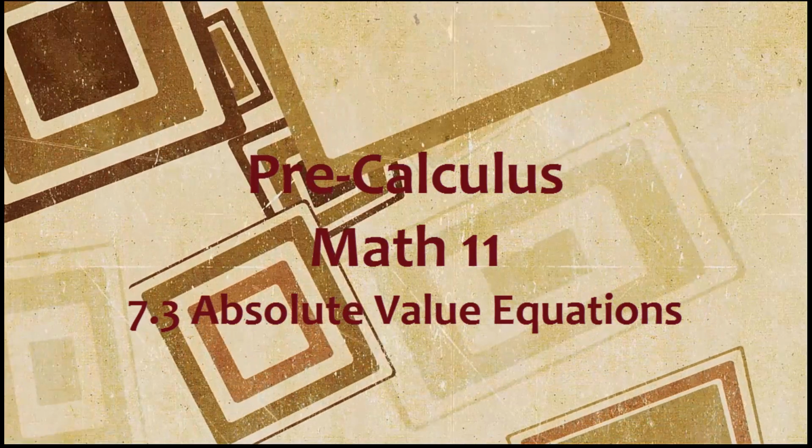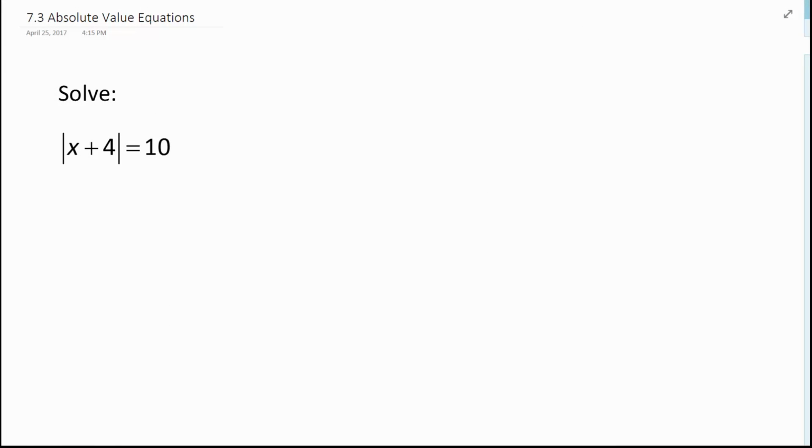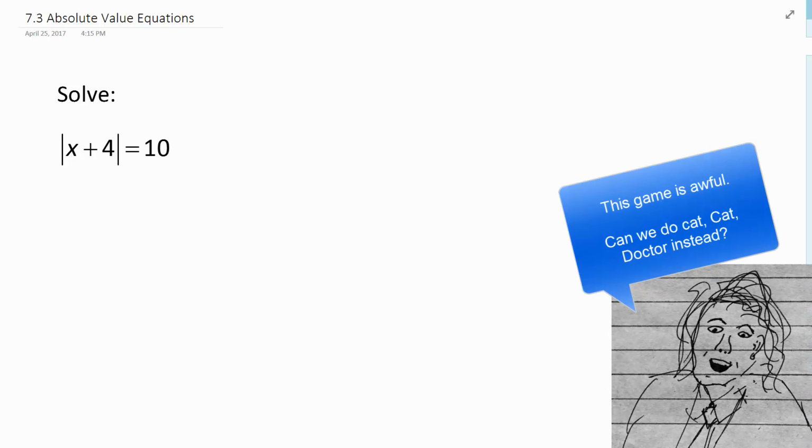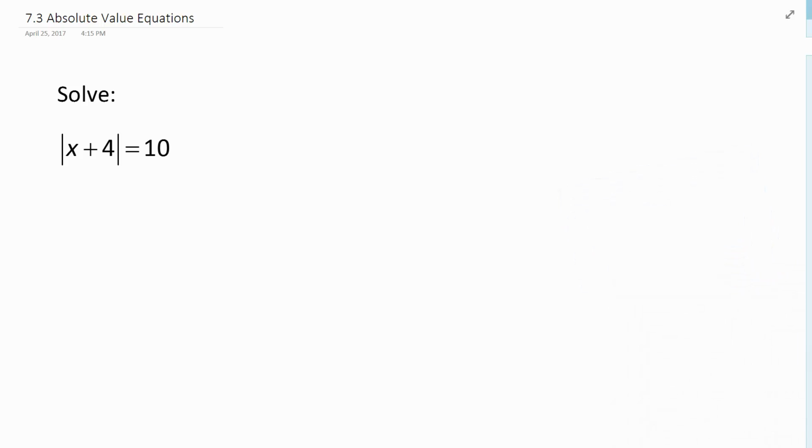Today, Section 7.3, Absolute Value Equations. An example of solving an absolute value equation would be something like this. Solve the absolute value of x plus 4 is equal to 10. If I told you I was thinking of a number whose absolute value was 10, you should rightly know that I'm either thinking of 10 or negative 10. And that's really what's happening here.